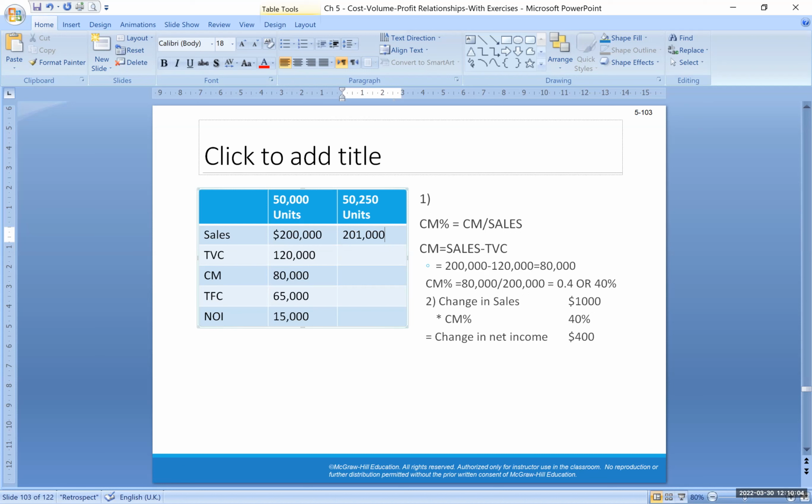Now, if this number is not given, then we need to calculate the price per unit. From our income statement, originally, we do have $200,000 as sales, divided by how many units do we sell? 50,000 units. So simply, the price is calculated here to be $4, right? Which is $200,000 sales divided by 50,000 units. Okay.